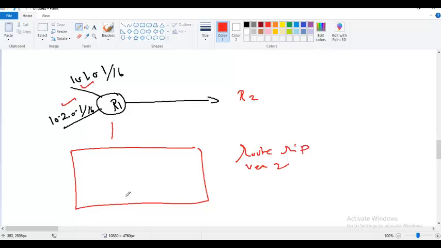Will this match with this one? No, because you have asked to match 2 octets. Is it matching 10.1? No, not matching. Only this matches. Only this will be advertised. Did you understand the usage of wildcard mask?